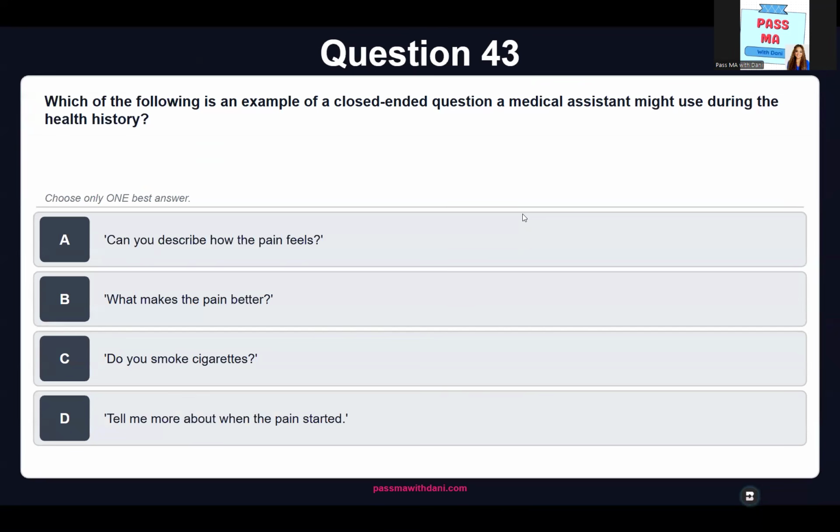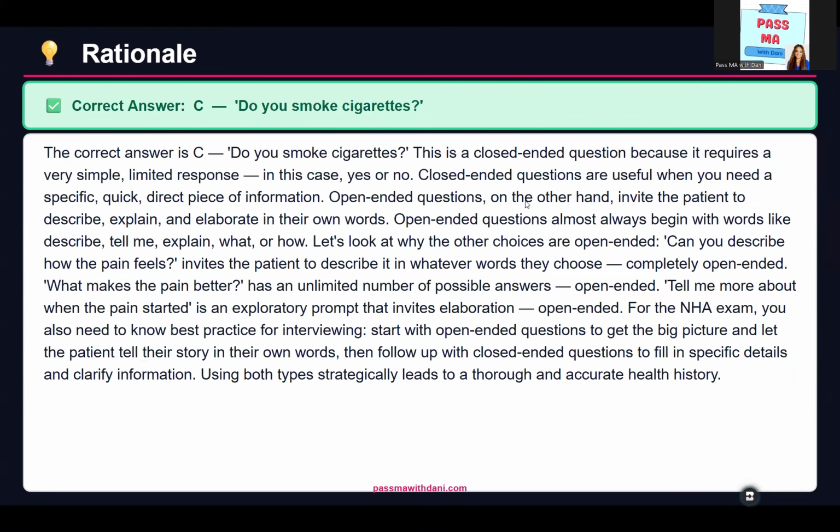All right, guys, question 43. Which of the following is an example of a close-ended question a medical assistant might use during their health history? A, can you describe how the pain feels? B, what makes the pain better? C, do you smoke cigarettes? D, tell me more about when the pain started. It's asking for an example of a close-ended question.